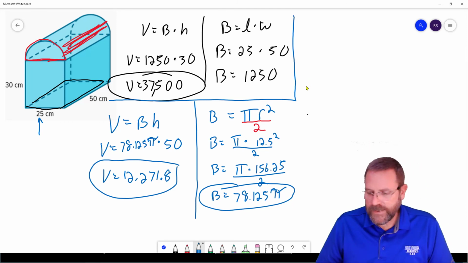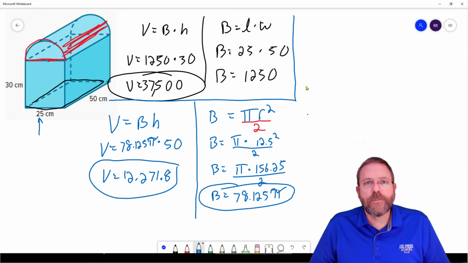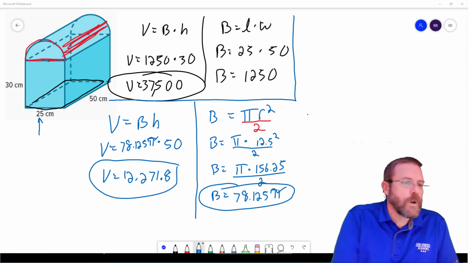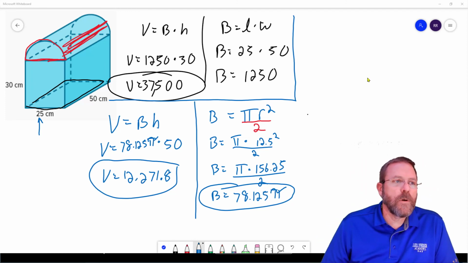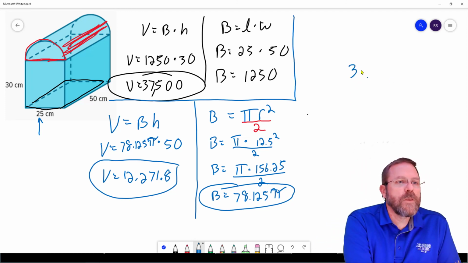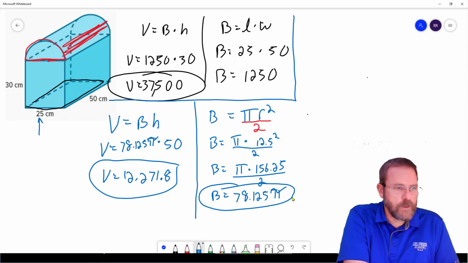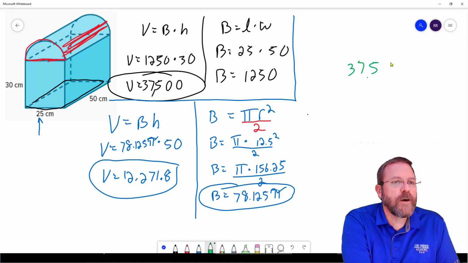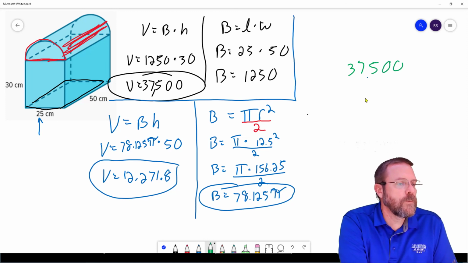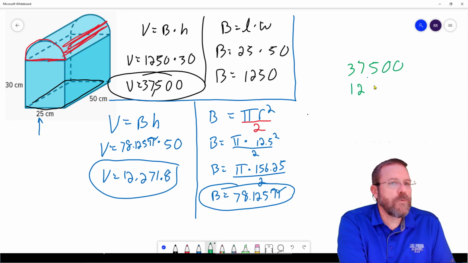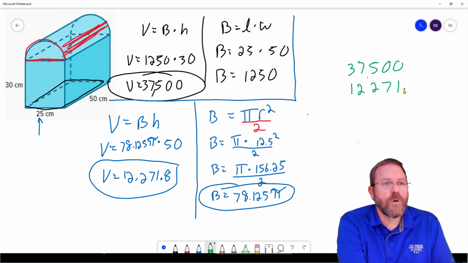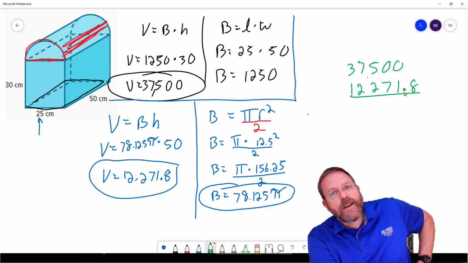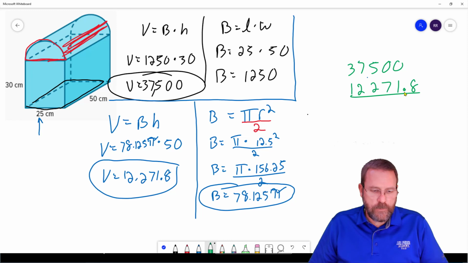Now all that's left is to add that information together. So we're going to take the two totals we came up with here. Let's change our color so we can see what we're doing here. One of them is 37,500 for the rectangular prism. The other one is going to be 12,271.8. And we're going to add those two things together.